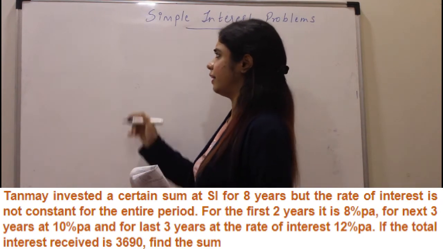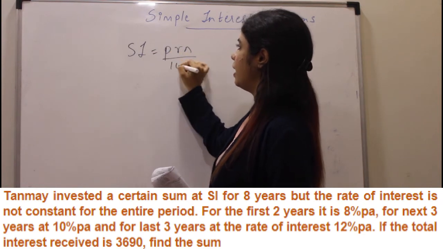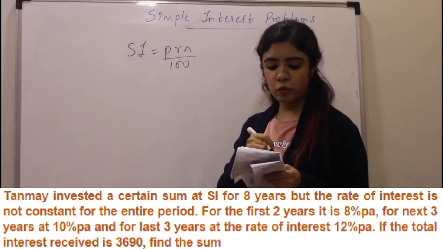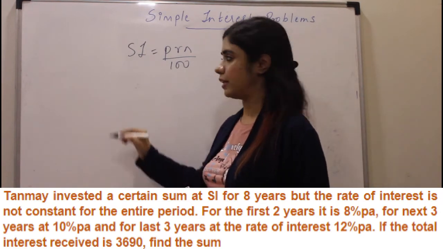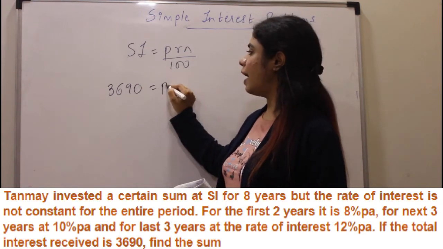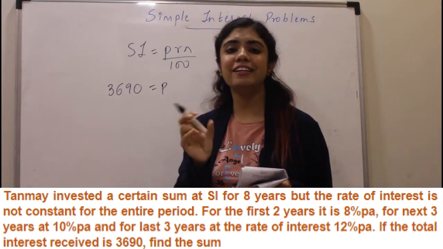Then you understand one thing. We know simple interest is PRN by 100. Total simple interest उसको कितना मिला है? उसको मिला है 3690. ठीक है? So this is 3690. Principal I don't know. ठीक है? The rate of interest and the years are different.